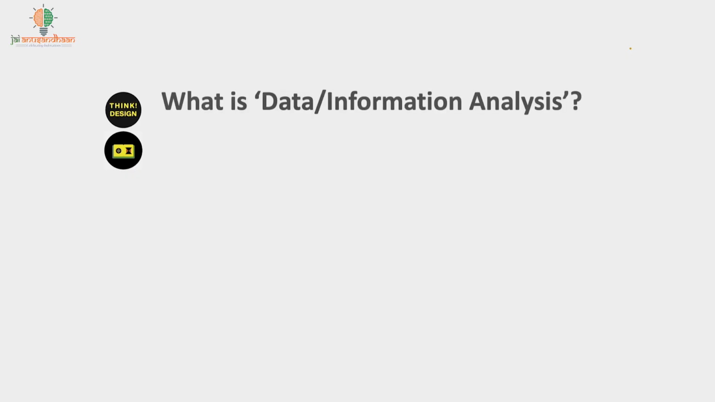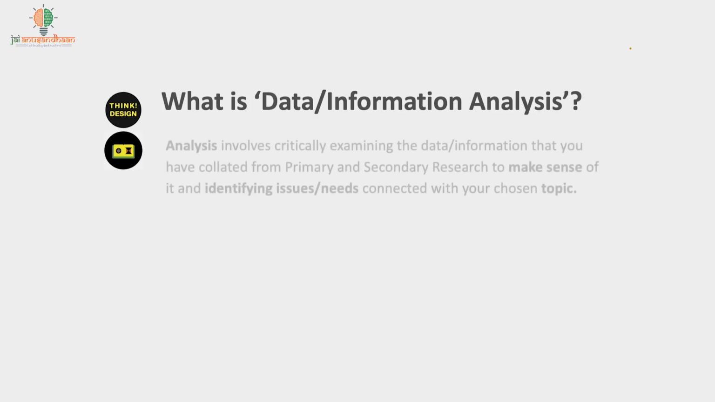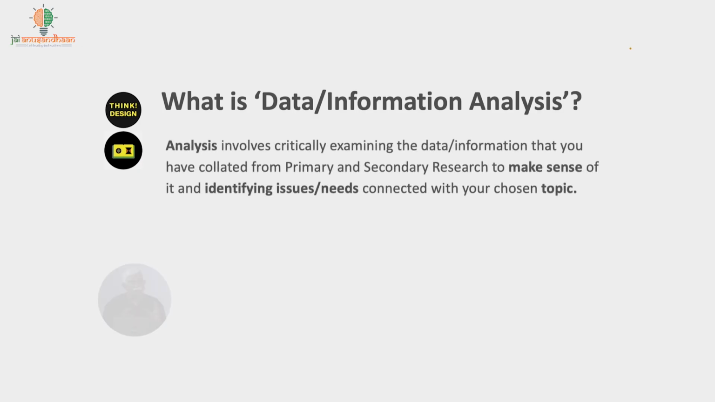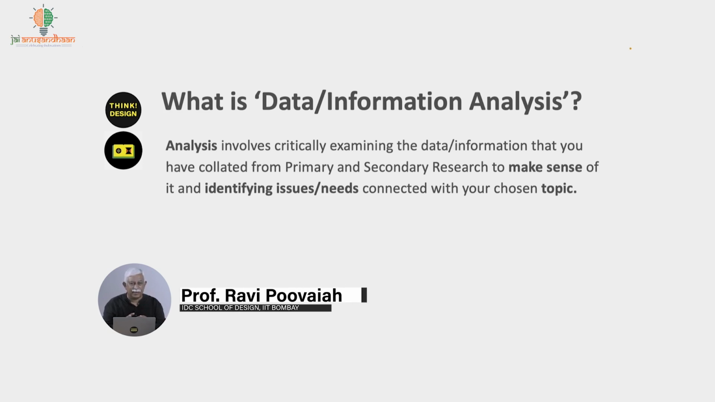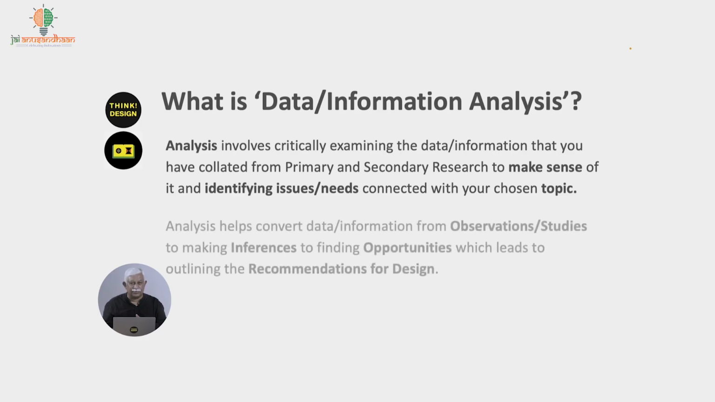So let's look at what is exactly data or information analysis. It involves critically examining the information that you got, both from primary and secondary research. And what we are doing is we are trying to make sense of it. That means that you're trying to identify issues or needs, again related to your topic. So it's critically examining the information so that you only look at things that are very pertinent to your topic.